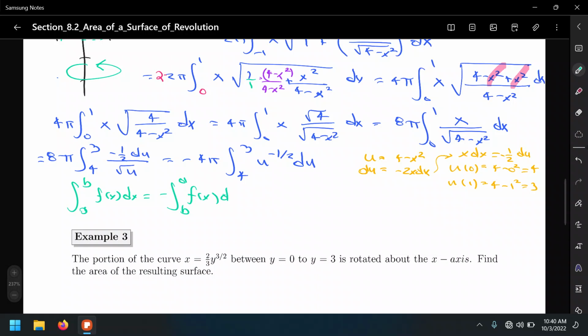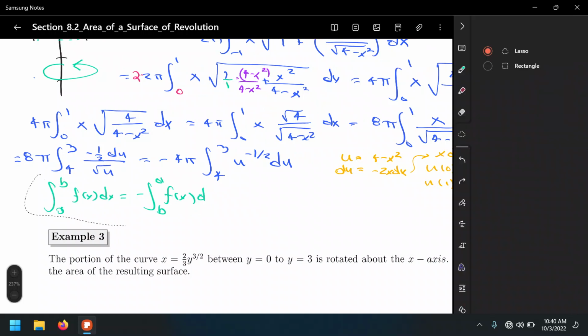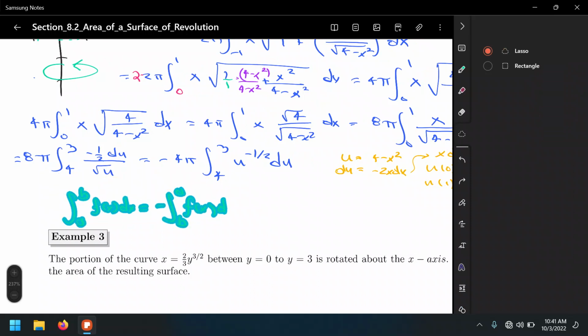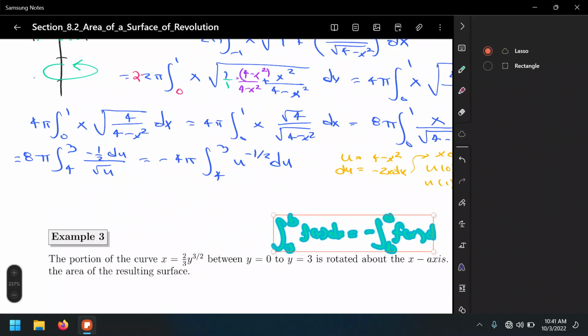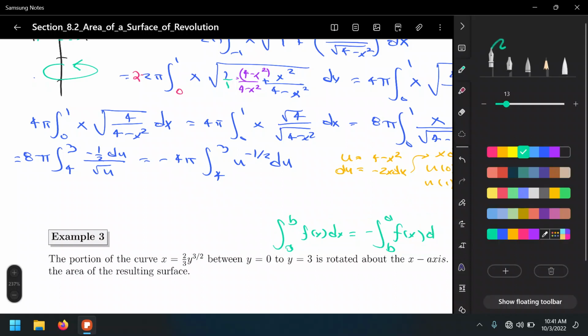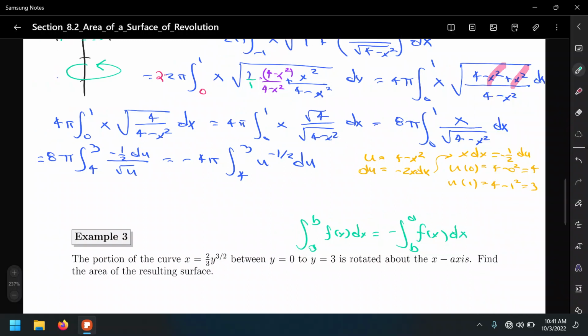So let me erase this so I have enough space. Actually, I'm going to put it over here instead. I think it's a good property to keep in mind. So I'm going to rewrite the integral as a positive. I'm going to use this negative sign to reverse the limits of integration. So that's 4 pi integral from 3 to 4 of u to the negative 1/2.